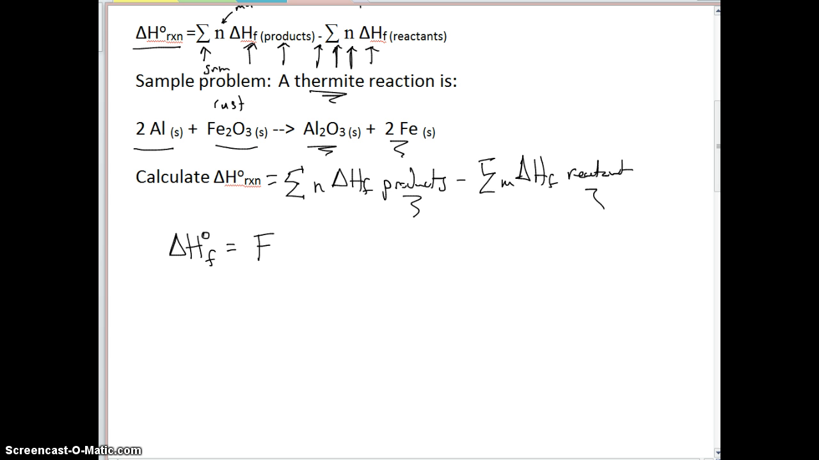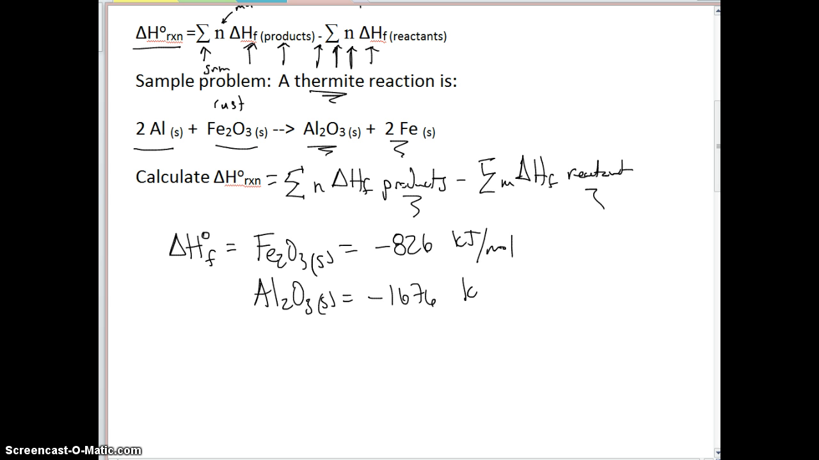For Fe2O3 in the solid form, I'm going to get a value of negative 826 kilojoules per mole from the back of the book. I look up aluminum oxide solid in the back of the book, which is one of my products. That's going to be negative 1676 kilojoules per mole.